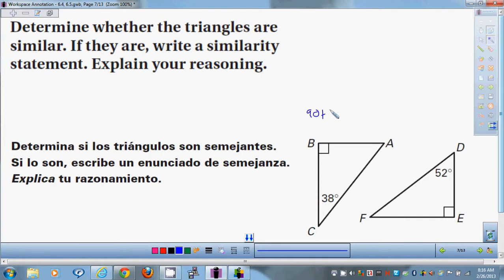So who can punch that in the calculator for me? 180 minus 90 minus 38. Yes. 52? Hot diggity dang. Well, in that case, Tripp was right.